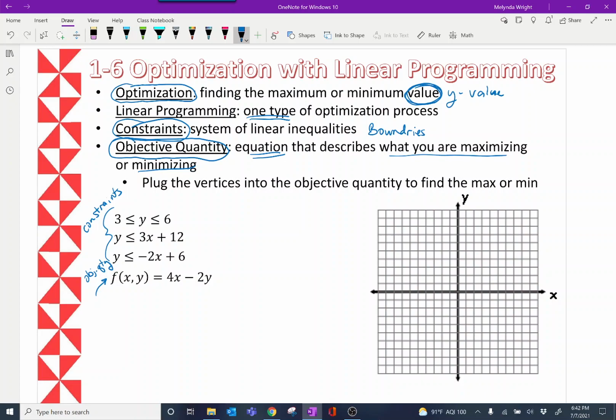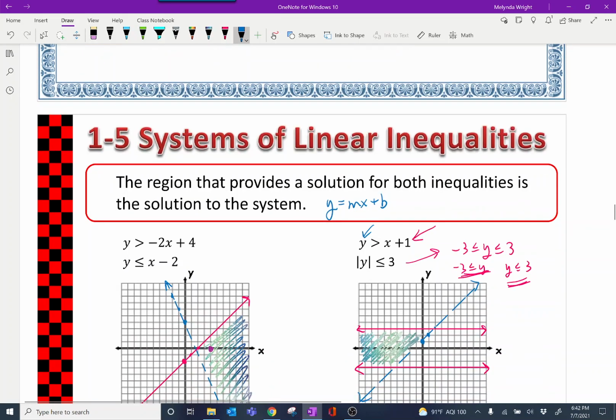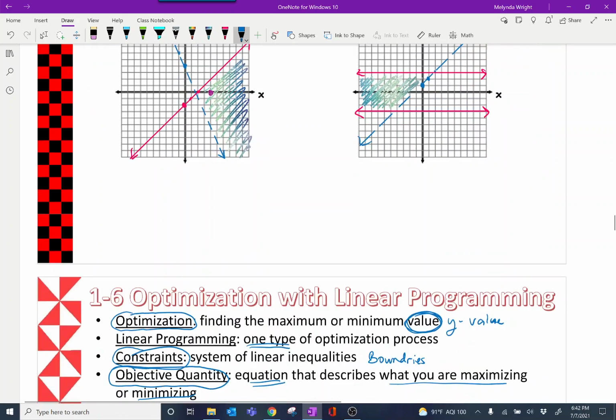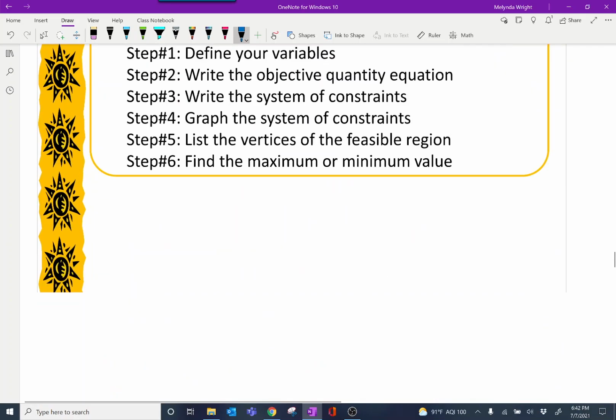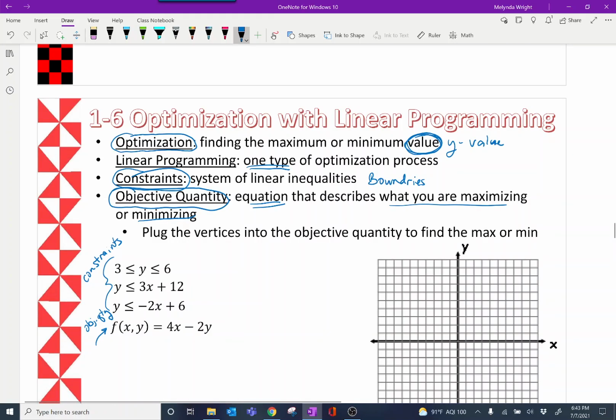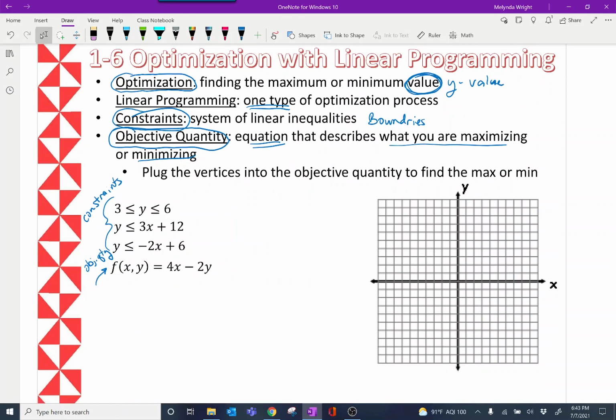So let's just talk about the process in general. We're going to graph our inequalities. Let's go back to this lesson right here just to remind ourselves. We're going to graph our inequalities and locate the area that has the solution. Like for example here, this is a solution. We're going to graph those inequalities and find an area that's bound in.